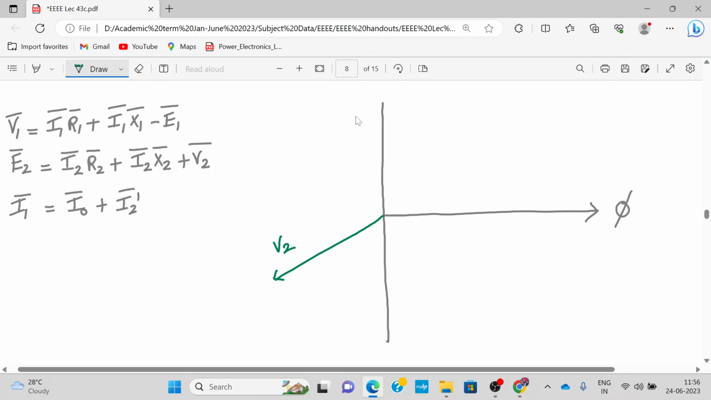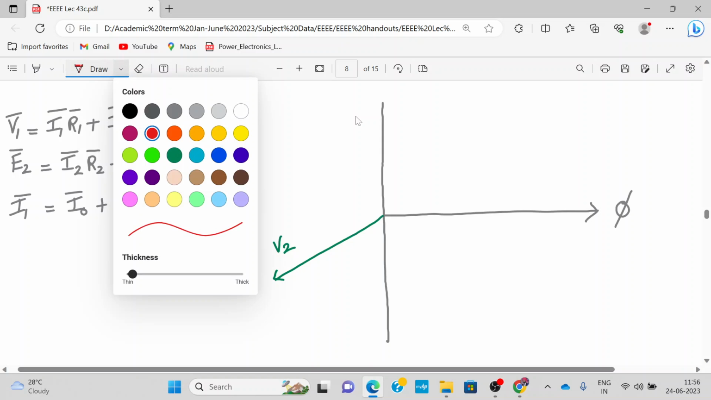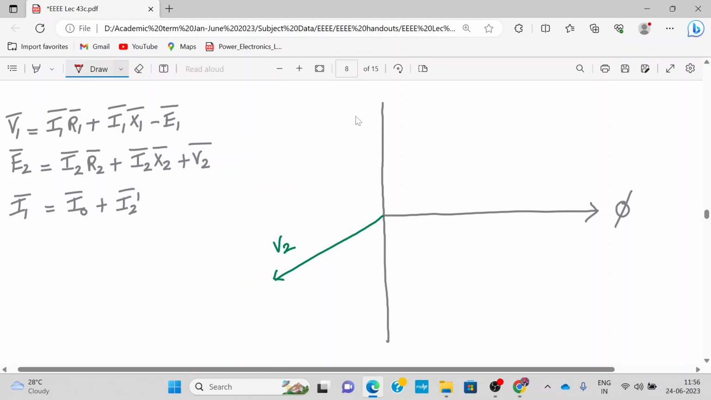This is V2. So where will I2 be now? Leading. So let's say this is I2 bar, of course. And the phase difference between them is phi 2, that we'll draw later. Okay, all right.